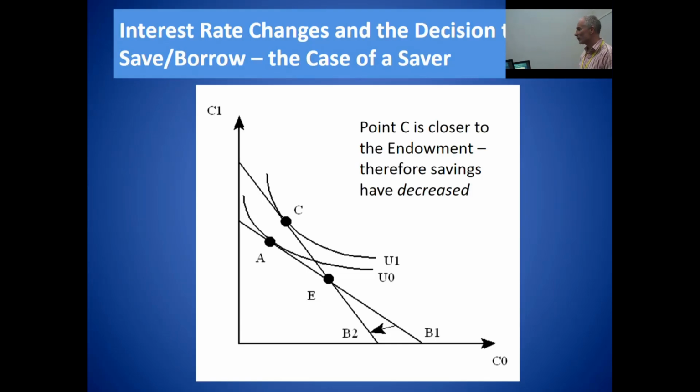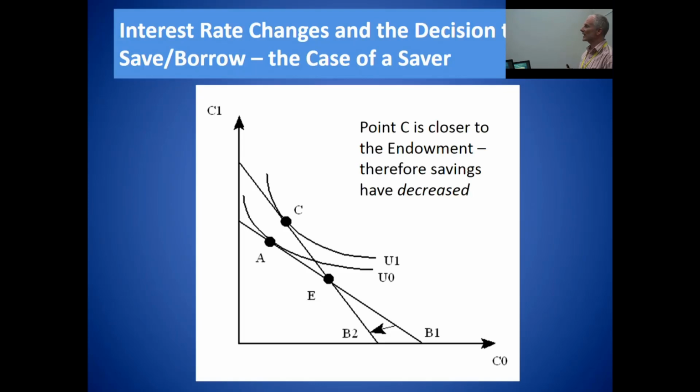So those who got it right, well done. For those who didn't, don't worry, learn from it. We're moving closer to the endowment point. Here's the endowment point. Point C is to the right of point A. It's closer to the endowment. Hence, savings are falling. Savings are measured as that horizontal distance on current consumption. So this person, following an increase in the rate of interest, has decreased his level of savings.